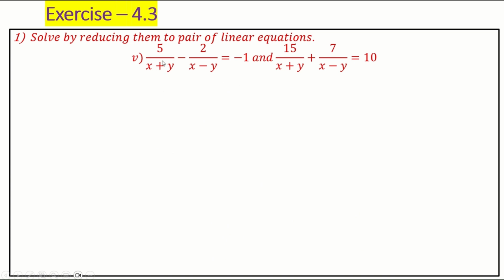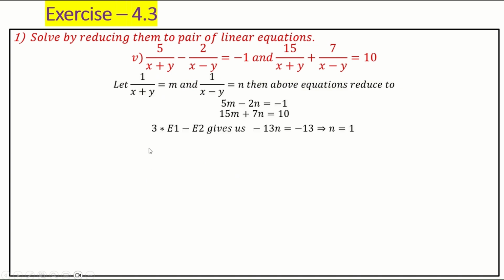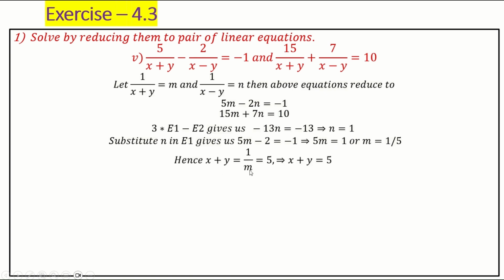Yeah, here also it's clear. 1 by x plus y is one variable, 1 by x minus y is the other variable. So you solve it, you will get n equal to 1, m equal to 1 by 5. You substitute them again. So x plus y equal to 1 by m, which is equal to 5.